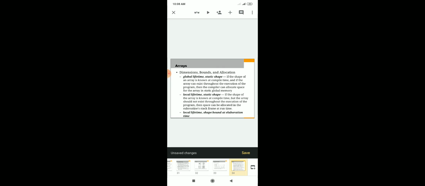Next we look at dimensions, bounds and allocations. What do you mean by global lifetime, static shape? If the shape of an array is known at compile time and the array can exist throughout the execution of the program, then the compiler can allocate space for the array in static global memory. Then what is local lifetime and static shape? If the shape of the array is known at compile time but the array should not exist throughout the execution of the program, then space can be allocated in the subroutine stack frame at runtime. This is what is meant by static shape and local lifetime.